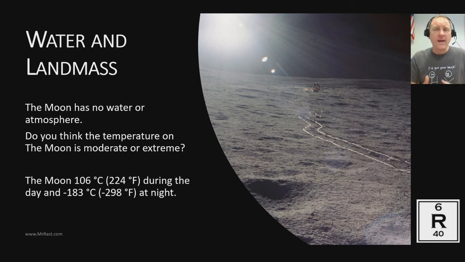And again, why is it such an extreme shift on the moon if it's getting the same amount of energy? Because the moon doesn't have things with high specific heat trapping it. It heats up quick and it cools down quick.